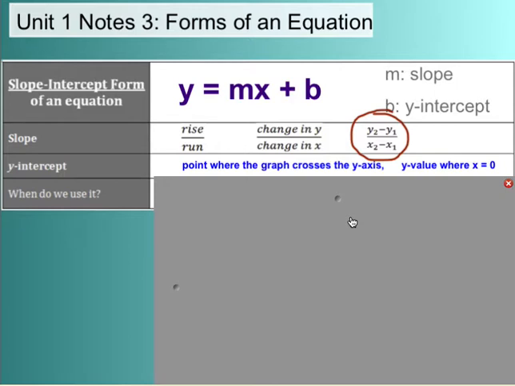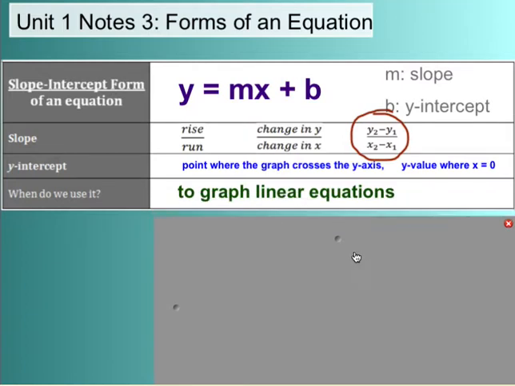Let's take a look at the y-intercept. The y-intercept is the point where the graph crosses the y-axis. So that's the value where x is equal to 0. Remember, the y-axis is the axis that is up and down. The next question is, when are we using this? Well, we use this to graph linear equations. That is the most productive use of slope-intercept form, is to graph lines, and that's what we're going to be using it for in class today. So let's take a look at this.